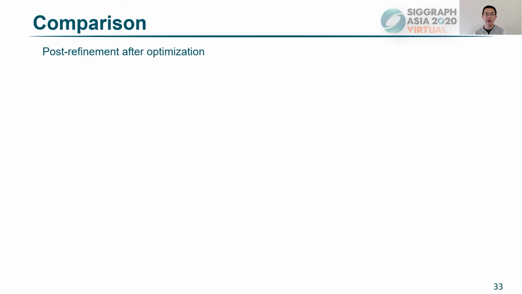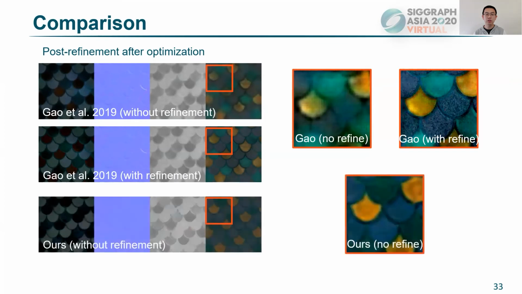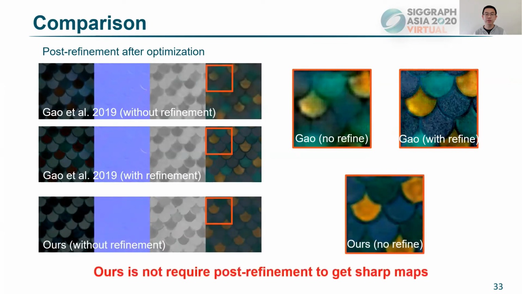How about post-refinement? Zhao's method is more dependent on the post-refinement via per pixel optimization. Without it, their method usually produces significantly blurry maps. On the contrary, our results are already quite sharp after using our MaterialGAN-based optimization.